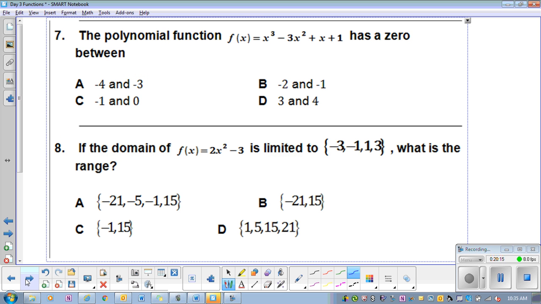So this polynomial function has a 0 between what and what? Plug it in the calculator, right? And take a look at where it's between. Let's do that. Let's plug it into the calculator.